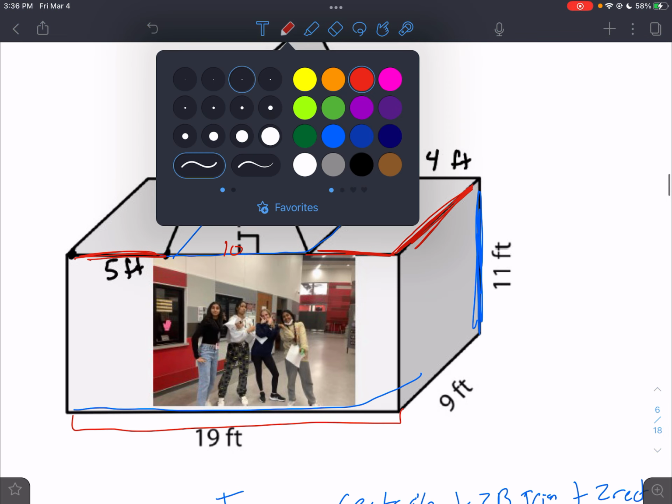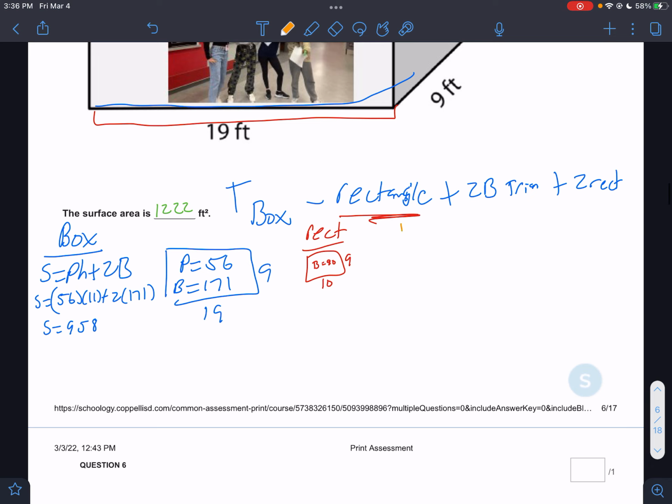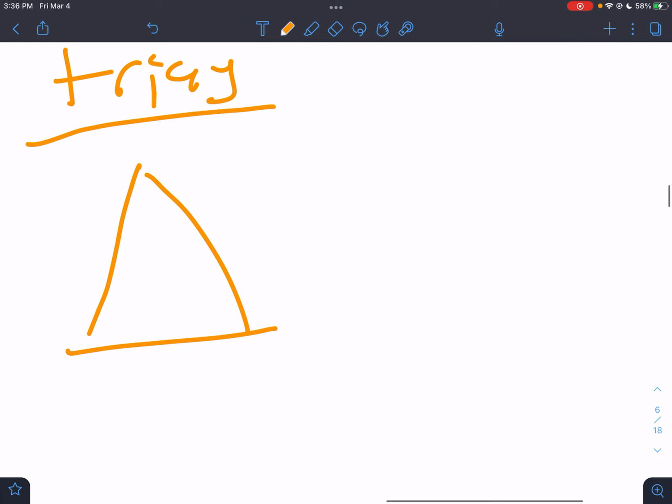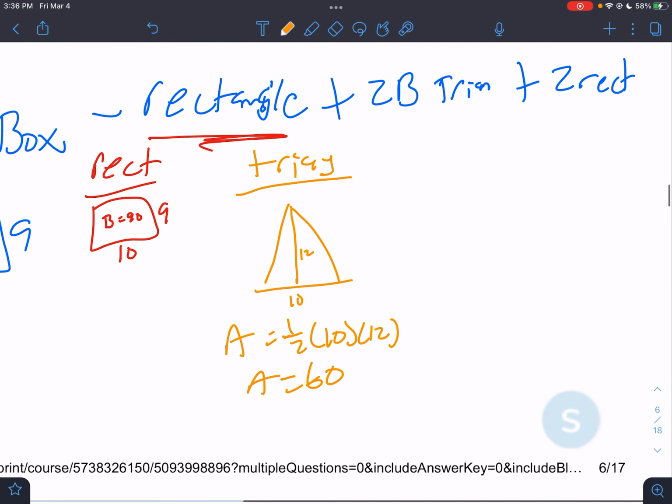Now I need to get the area of the triangles. I need the two triangles. They're the same size. I already have those numbers. The base is 10 and the height is 12. So the triangle is going to have a height of 12. They gave us that, and a base of 10. So that area would be 1/2 times 10 times 12. And that's going to be 60. Okay, so we're making a lot of progress here.